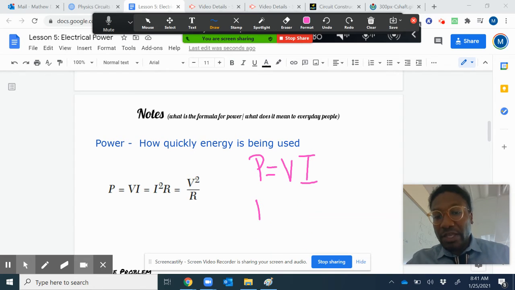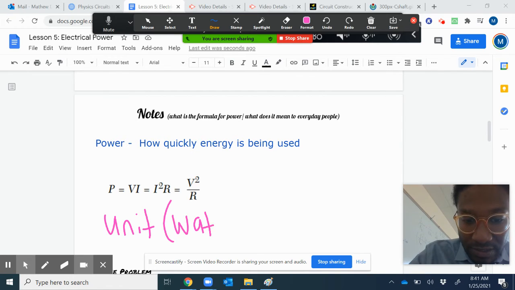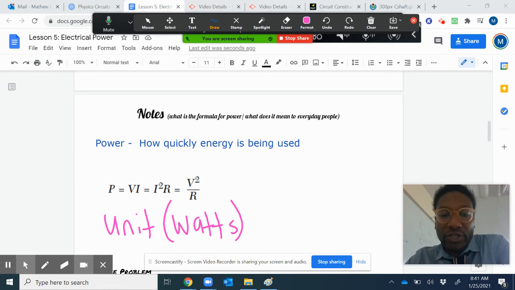The unit for power is watts. So that's your unit. You probably want to pause the video right about here and take a snippet so you can have this information.